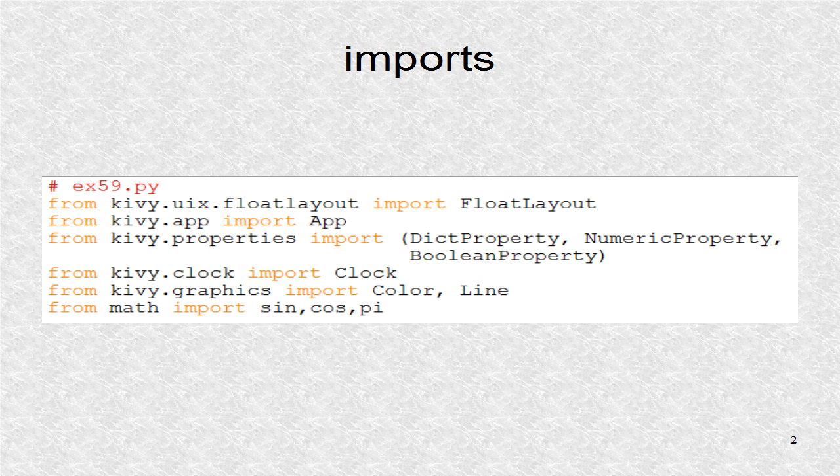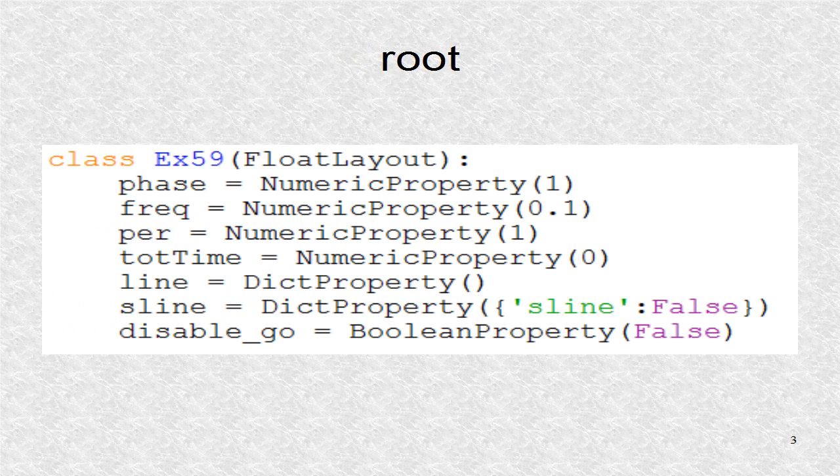The clock class is used to control the timing of the drawing. We need the color and line classes for the graphic calls from within the Python code. The cosine and sine functions and the pi value are imported from the standard Python math module. This is the start of the root class.